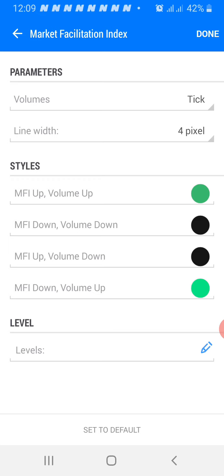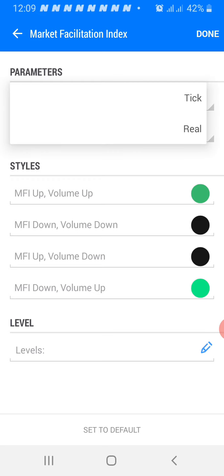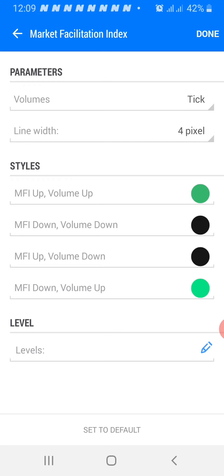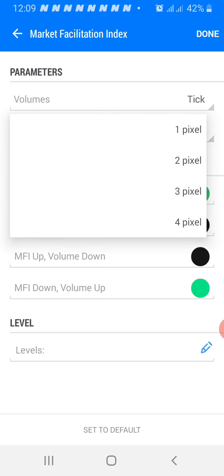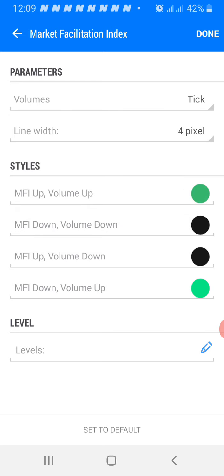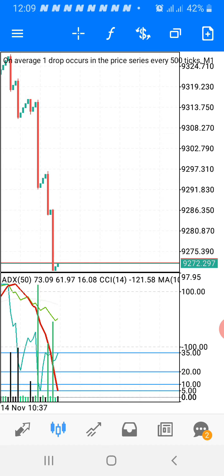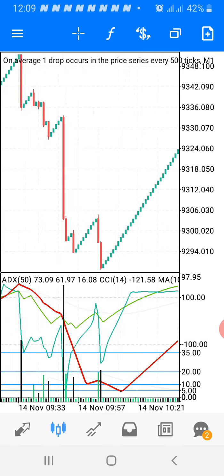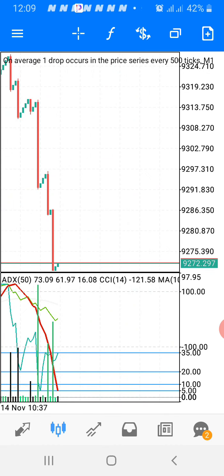You click on it. The volume, you use tick. Line width should be 4 pixel. MFI up, we use green. MFI down, you use black. MFI up again, black. The MFI down, green. So this is how you should set yours as well. No levels, so you click done. So the indicator is ready.